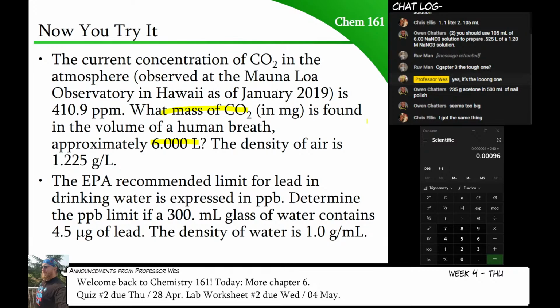Go ahead and try these problems. This is a little more, not convoluted, but complicated, I guess we'll say. So I'm going to give you like 6 or 7 minutes to do these. Ask any questions that you might have in the chat, and we'll go over the results in just a little bit. And then we're done with chapter 6.